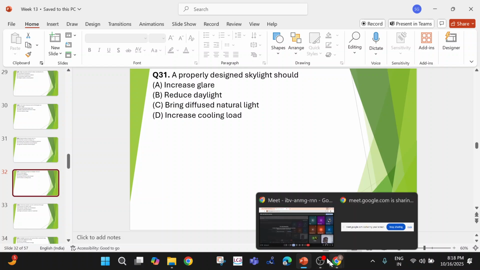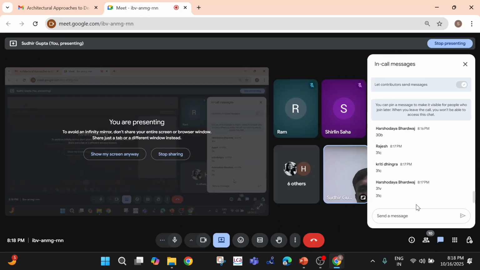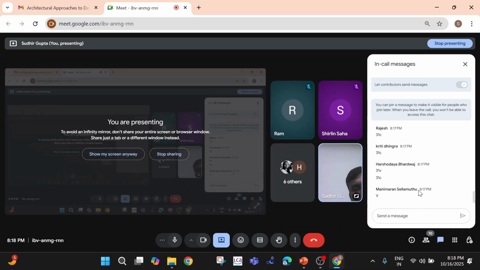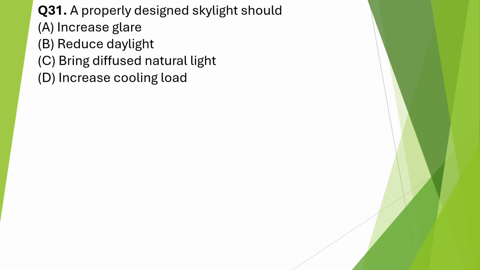For this particular question number 31, I can see V. What? I'm not getting what V and what C. Harsuda is also mentioning. Okay, so it's C. Yeah, C is the correct answer, guys.